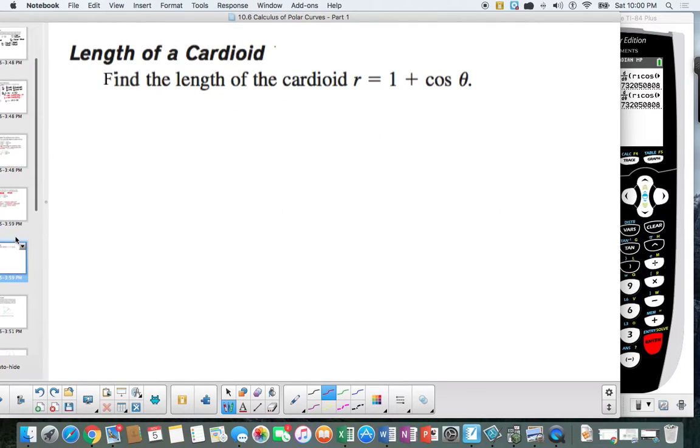All right, let's go ahead and find the length of the cardioid. Now, what I need is I need r, which is this, and I need dr d theta. So I'll go ahead and find that. That's negative sine of theta.